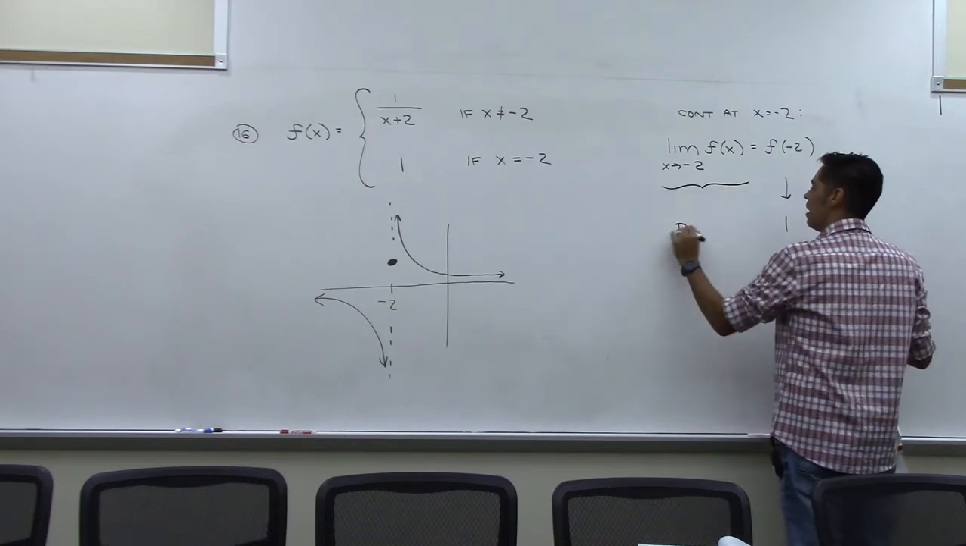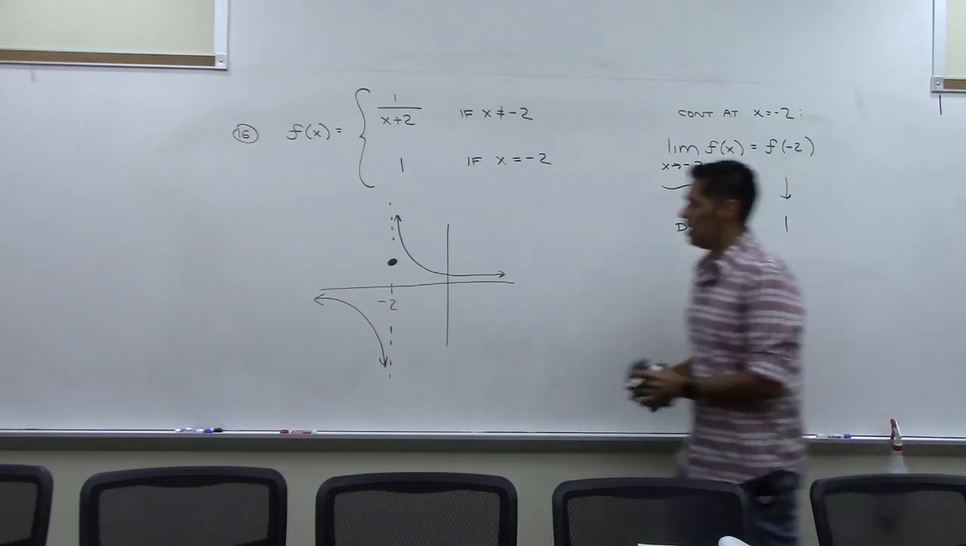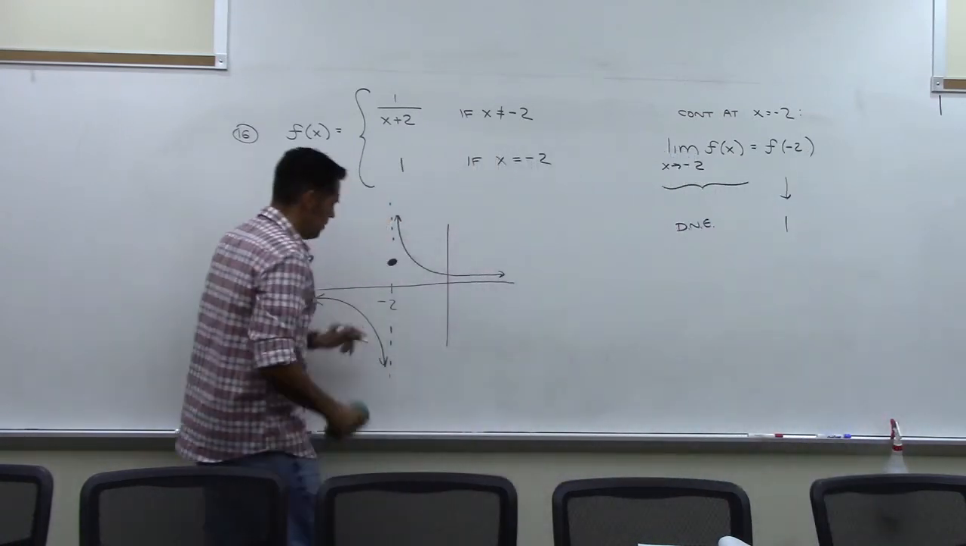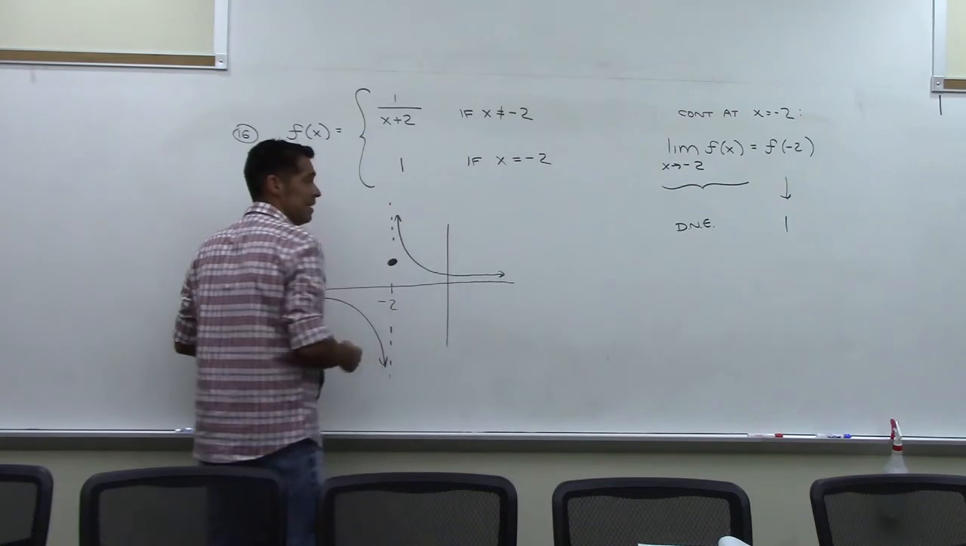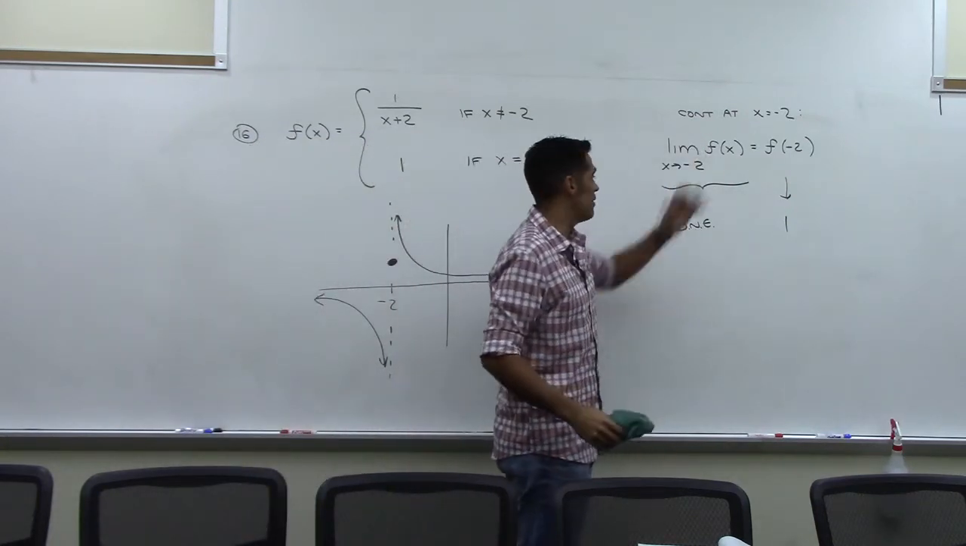This right here does not exist. This limit does not exist because when you approach -2 from the left, you go to -infinity. When you approach it from the right, you go to +infinity. So if this limit doesn't exist, then there's no way you're going to have continuity.